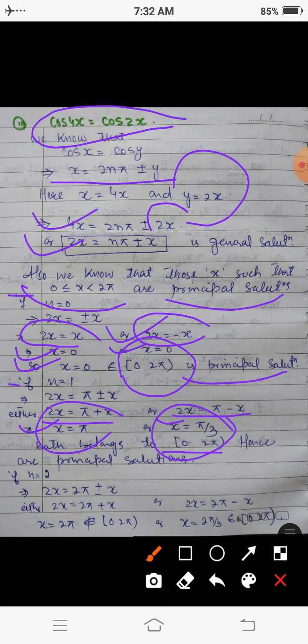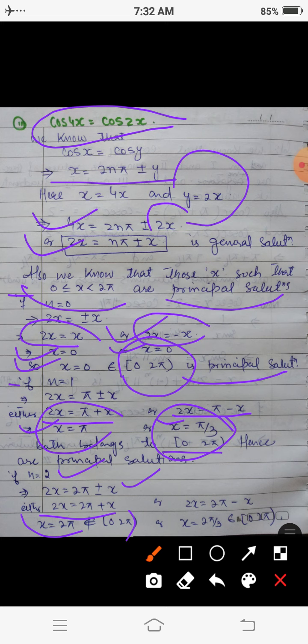So up to this time we have three principal solutions. Similarly, if we put n equals 2, now substitute in the given general solution. It is 2x equals 2 pi plus or minus x, which implies that 2x equals 2 pi plus x, or 2x equals 2 pi minus x. Now after solving, x equals 2 pi. Here x equals 2 pi does not belong to this interval 0 to 2 pi, because this interval is open from this side, right side.